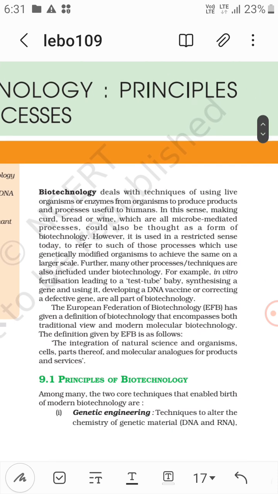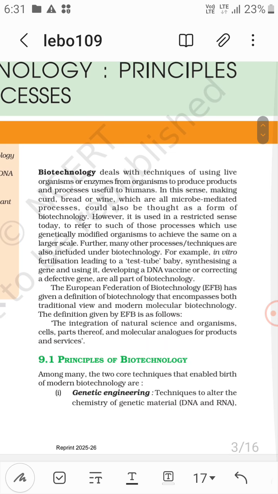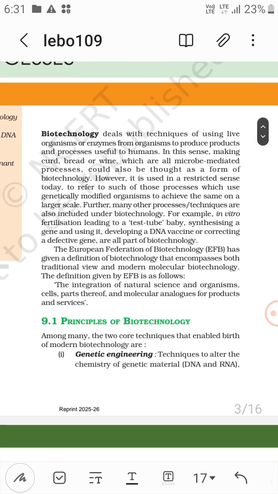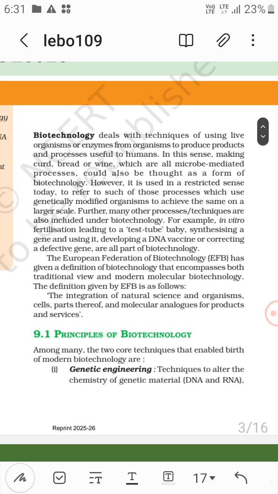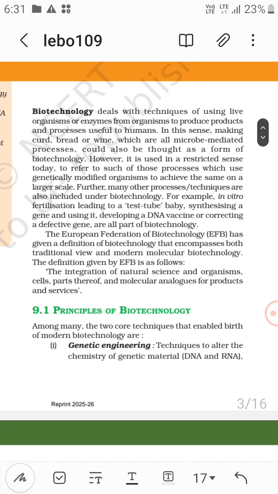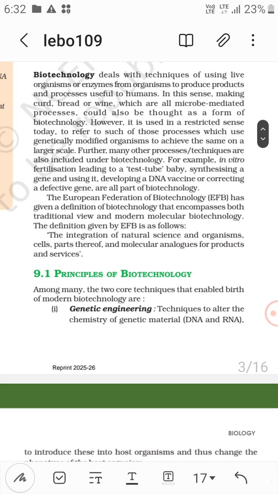Now, the European Federation of Biotechnology (EFB) has given a definition of biotechnology that encompasses both traditional view and modern molecular biotechnology. The definition given by EFB is as follows: the integration of natural science and organisms, cells, parts thereof, and molecular analogues for products and services. So this is the modern biotechnology. EFB includes traditional and modern molecular biotechnology.